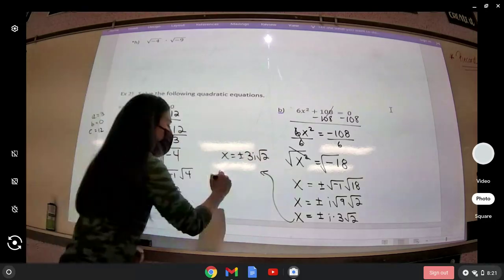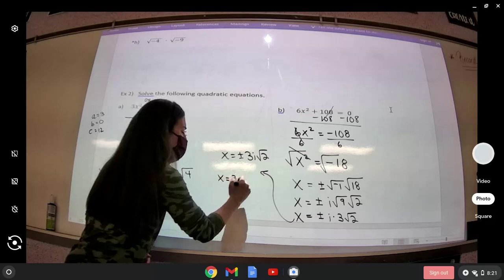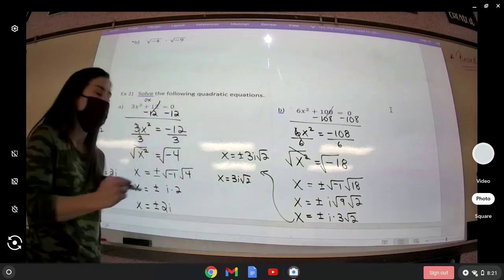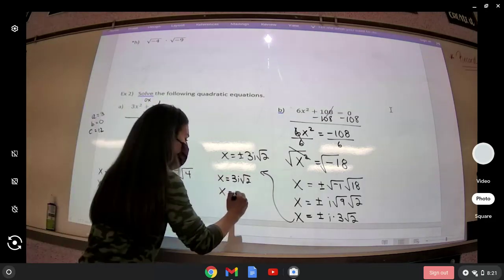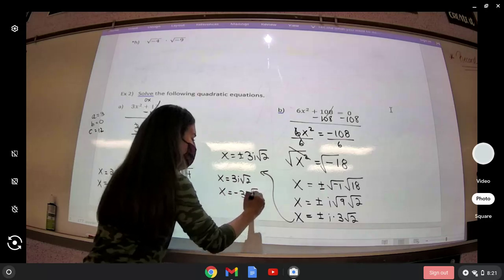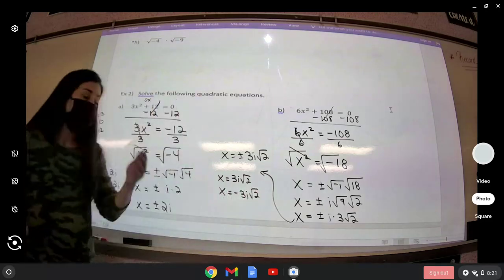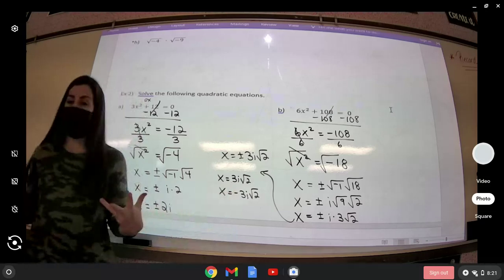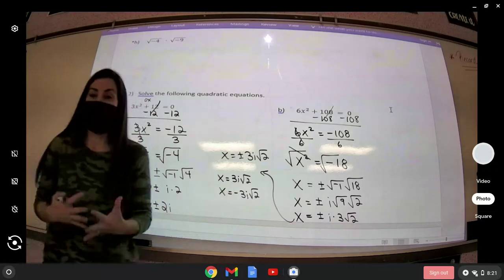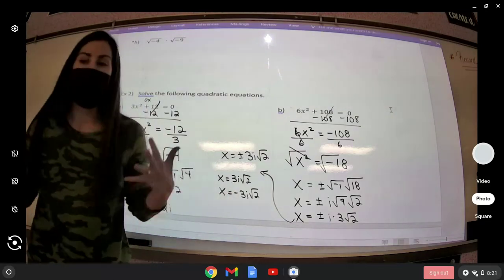So one answer is when x is positive 3 times i times the square root of 2. And your second answer is when x is equal to negative 3 times i times the square root of 2. Which, guys, when you do 3 times the square root of 2, it's just an ugly decimal times i. It's a very ugly imaginary number.